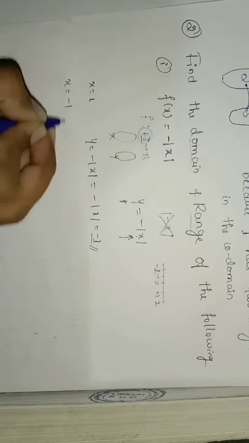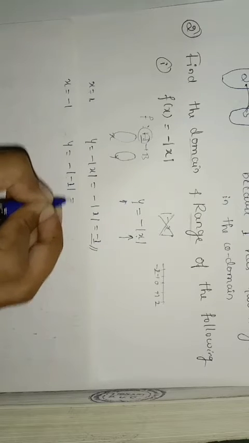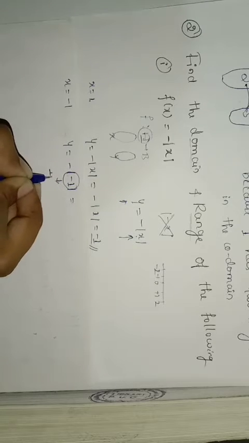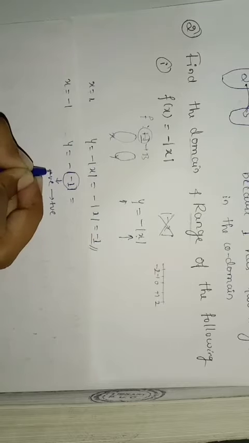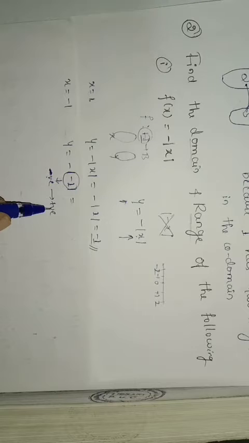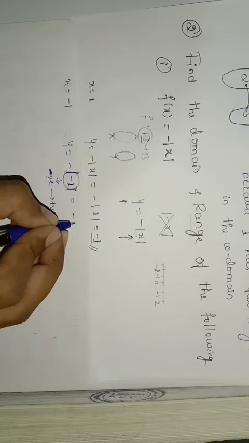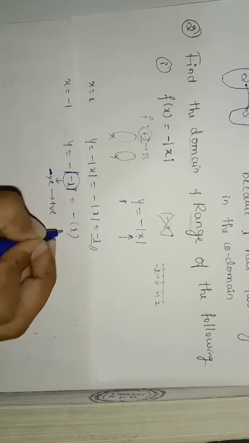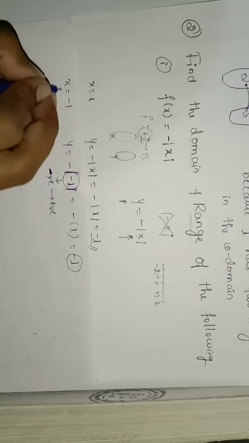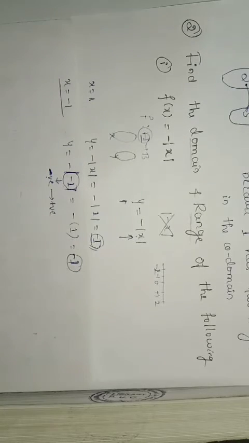So whenever x is equal to minus 1, y is equal to minus of mod minus 1. Okay, so what is this? The mod function converts the negative values to positive values. So modulus of minus 1 is plus 1, that is minus of 1. So modulus of minus 1 is 1, so that is again minus 1. So whenever x is equal to minus 1, y is equal to minus 1. Whenever x is equal to 1, y is again equal to minus 1.